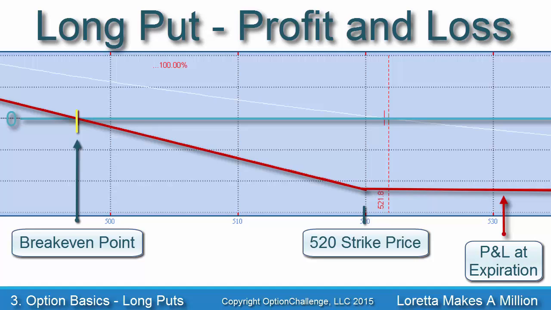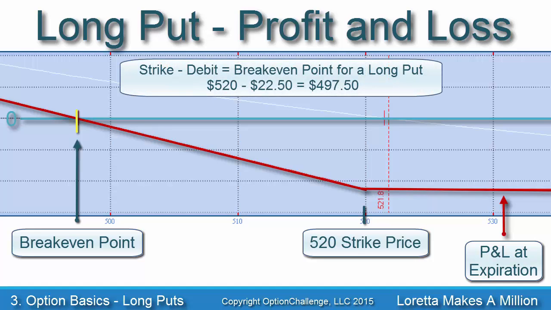The break-even for a long put is the point the stock price needs to be less than in order for us to make money at expiration. The break-even point for a long put is determined by subtracting the debit paid from the strike price. In this case, a debit of $22.50 is subtracted from the 520 strike for a break-even of $497.50. We need the price of Google to be less than $497.50 to make money at expiration. We want the market to go down.